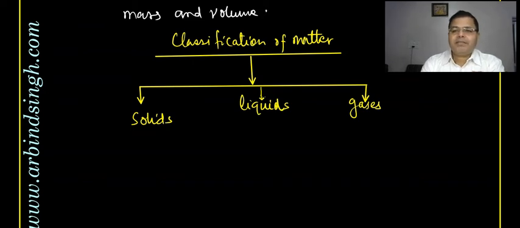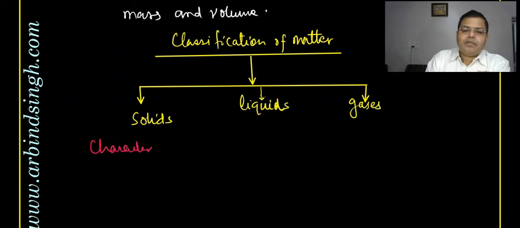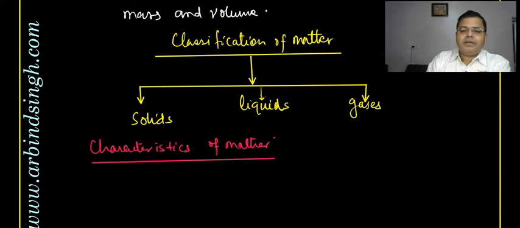So what is matter? What are the characteristics of matter? To understand this in detail, we are looking for the characteristics of matter, then only we will be able to explain this. So the first thing about matter is that matter is continuous.